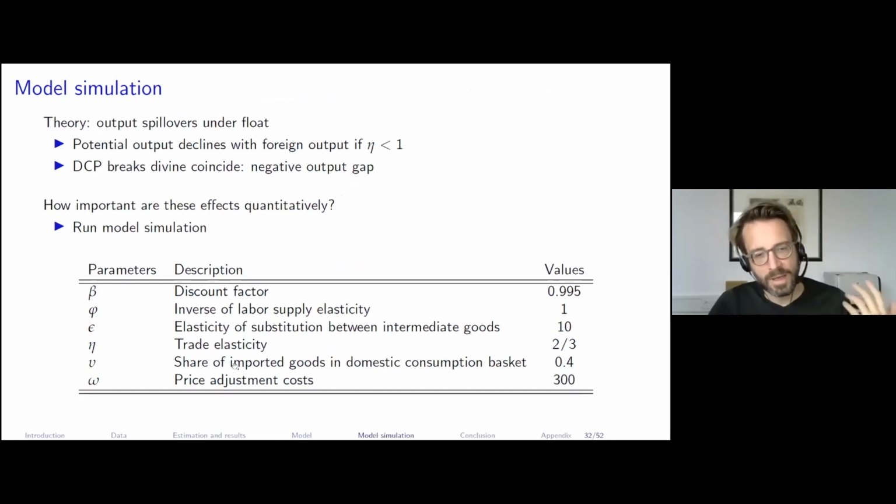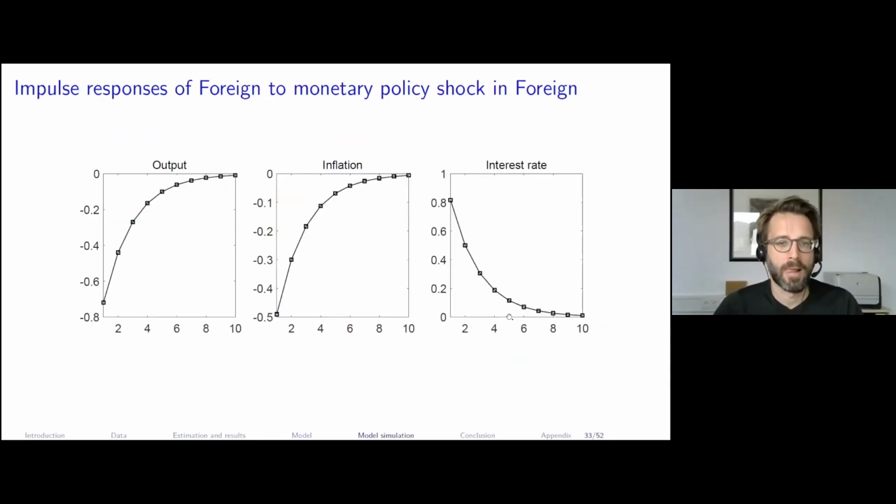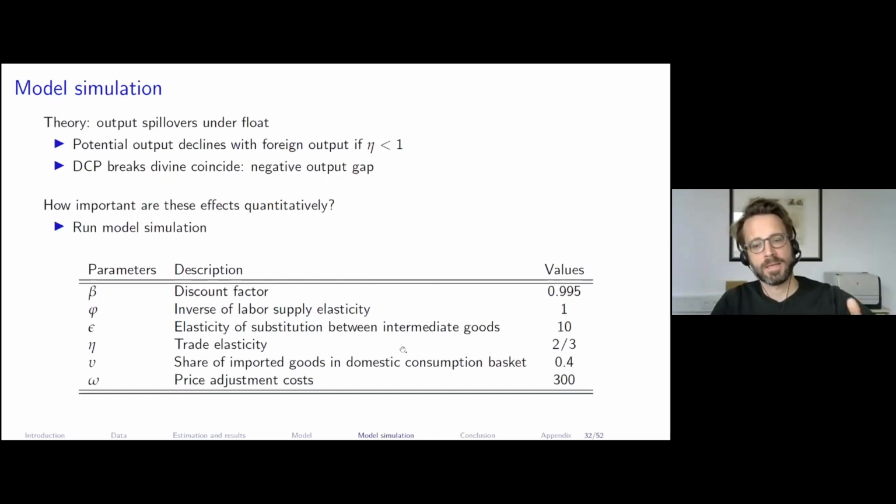I mean, the only thing to highlight here is maybe in our simulation, we assume a trade price elasticity of 2/3, which is low, but this is the condition for having potential output declining with foreign output, as I showed you before. Now, here's the simulation. So we look at a shock to monetary policy in the euro area. This is the response in the euro area. Output declines, inflation declines, interest rate goes up. Okay, that's the background. Now, how is this affecting our domestic economy?